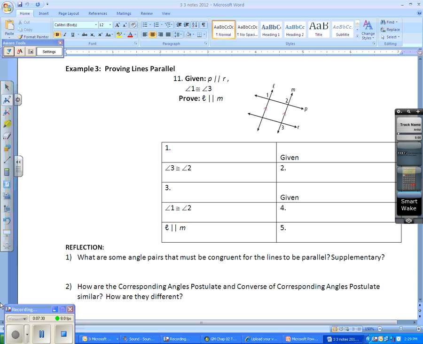Also, fun fact of the video, did you know that a hummingbird weighs less than a penny? Interesting. We've talked about proving lines parallel. We've talked about hummingbirds. We've talked about converses.